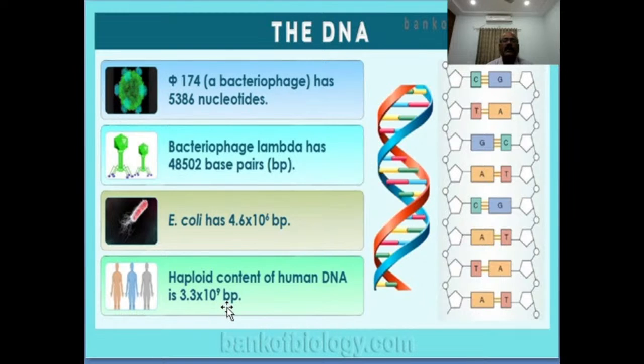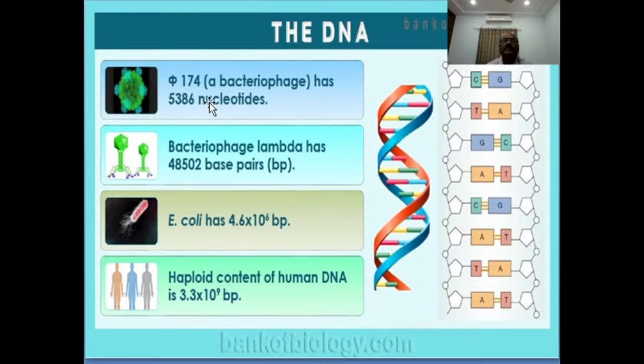So in human beings, all the cells are diploid. That means 2 sets of chromosomes are there. 2 sets possess 46 chromosomes. That's why in human beings, the number of chromosomes is 2n equal to 46. 2n means 2 sets. Each set possesses 23 chromosomes. In these 23 chromosomes, 3.3 into 10 to the power of 9 base pairs are there.